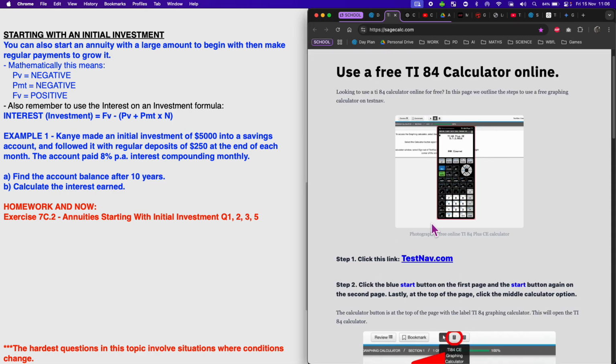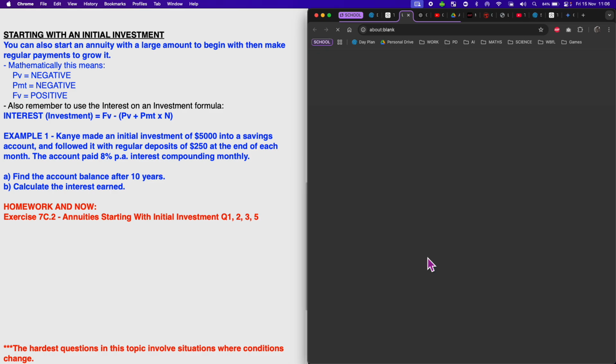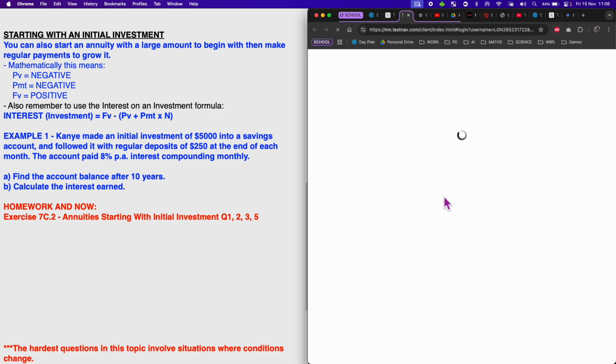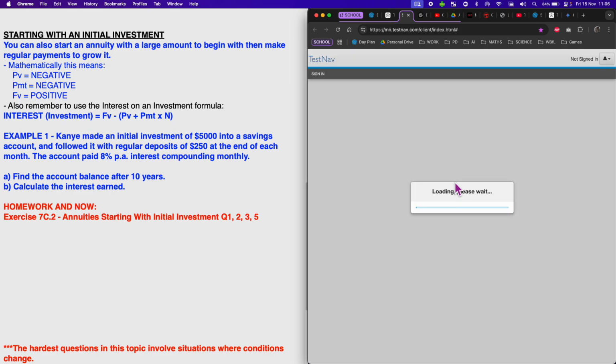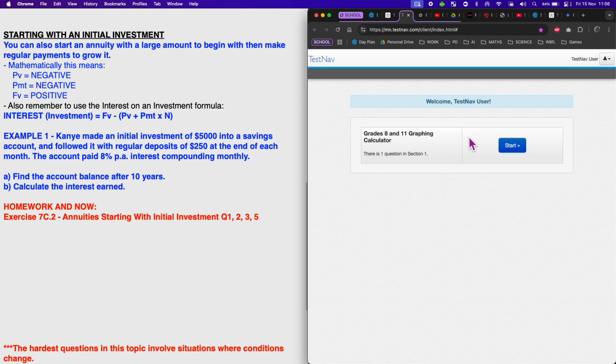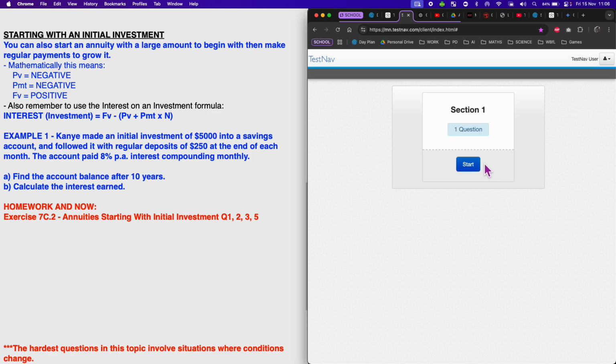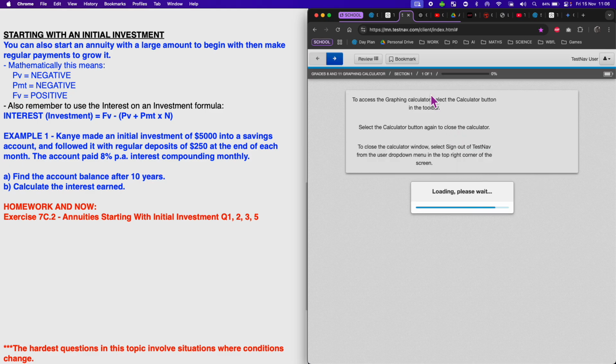So it goes to this website. You press Test Nav, and then you have to let it load a little bit. I think you need to let it load twice. You press Start twice, and then you select the middle calculator.